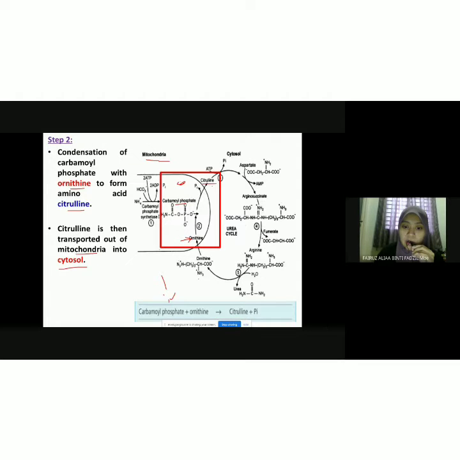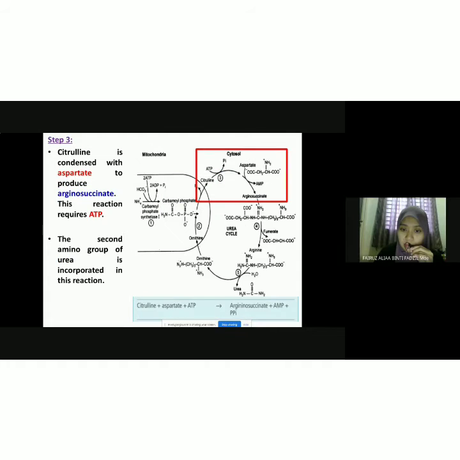Okay. Next one, step 3. What happens to the citrulline? Citrulline is condensed with aspartate to produce argininosuccinate. This reaction requires ATP. The second amino group of urea is incorporated in this reaction. So you see here in this picture, we have the citrulline.